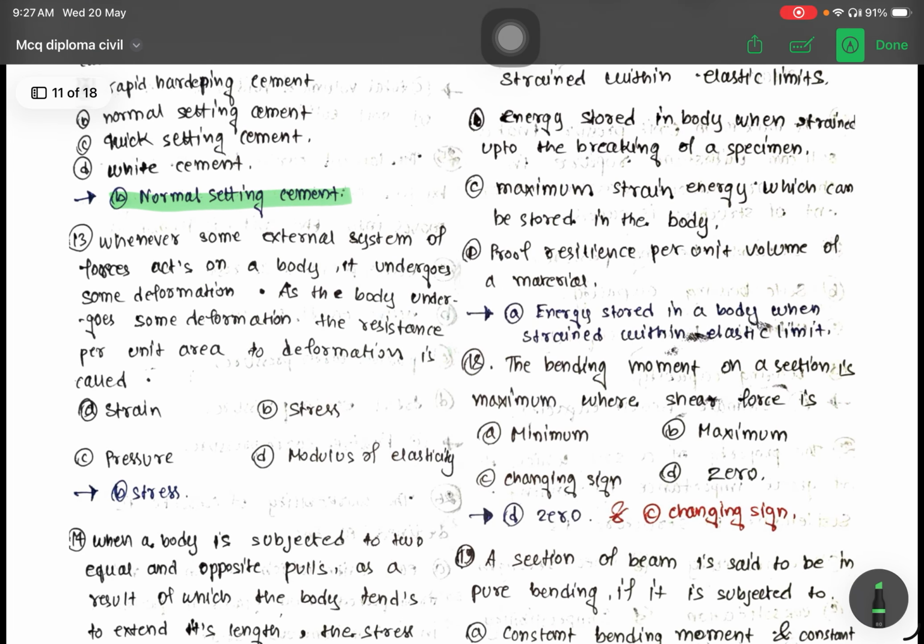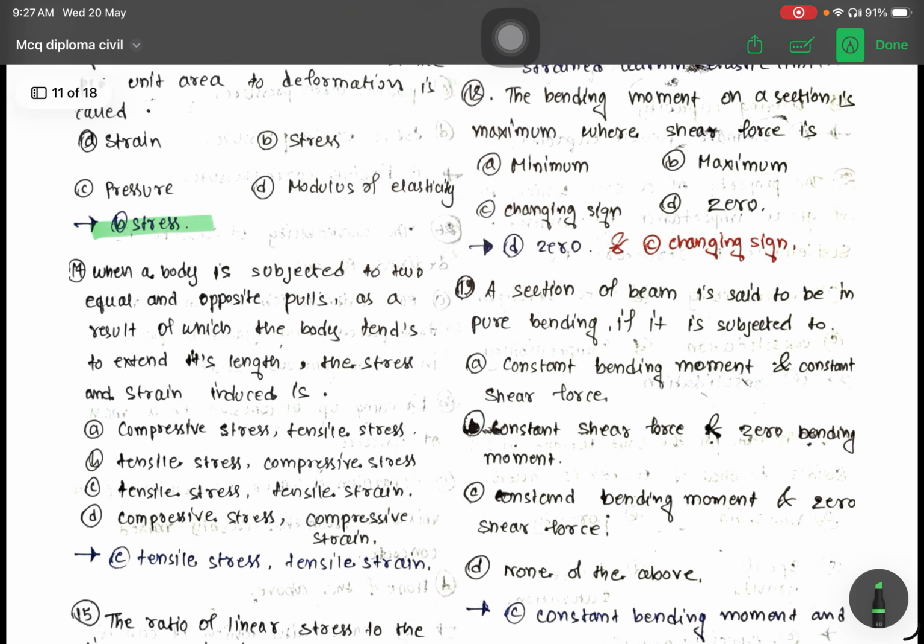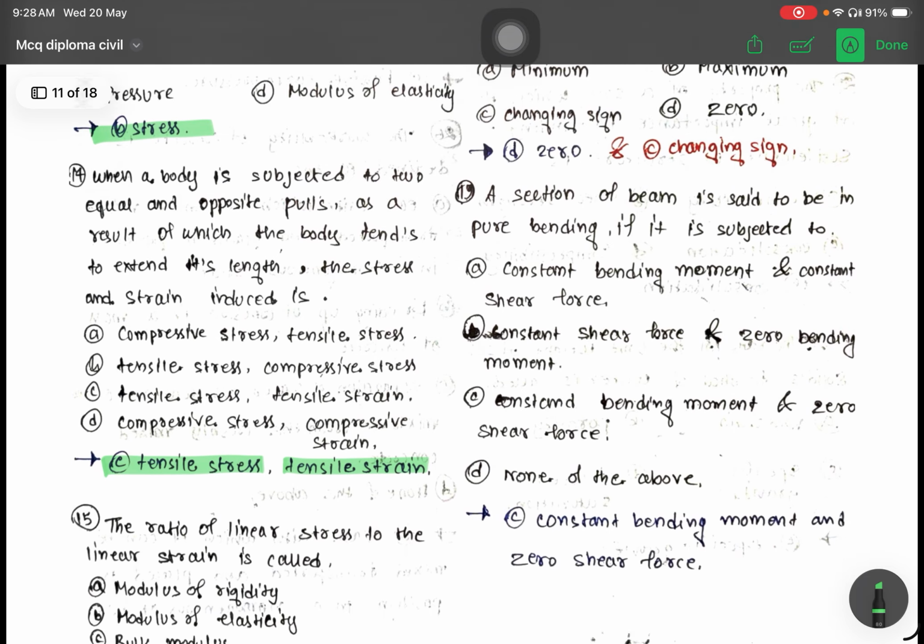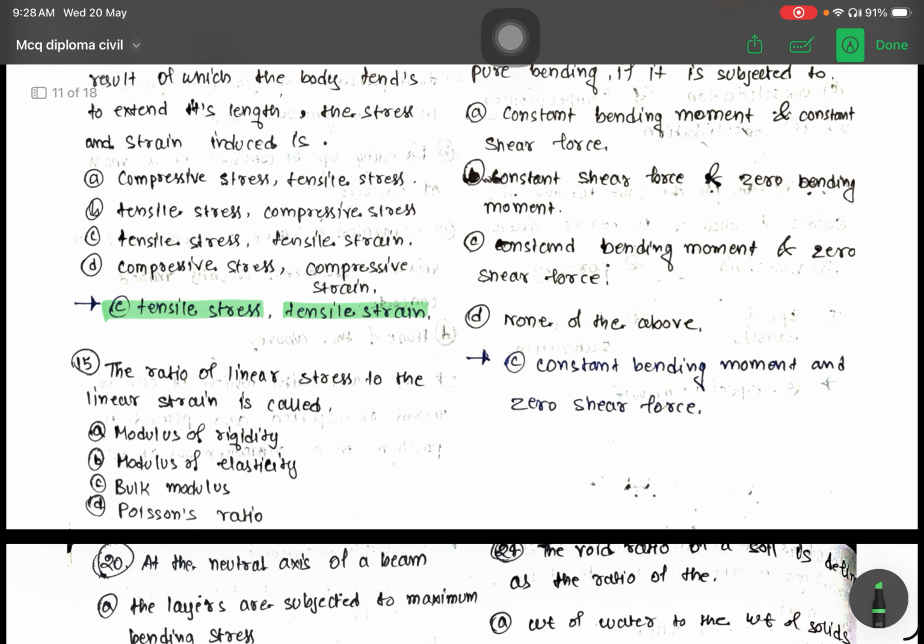Whenever some external system of forces acts on a body, it undergoes some deformation. As the body undergoes some deformation, the resistance per unit area to deformation is called stress. When a body is subjected to two equal opposite pulls, as the result of which the body tends to extend its length, the stress and strain induced are tensile stress and tensile strain. The ratio of lateral strain to linear strain is Poisson ratio.